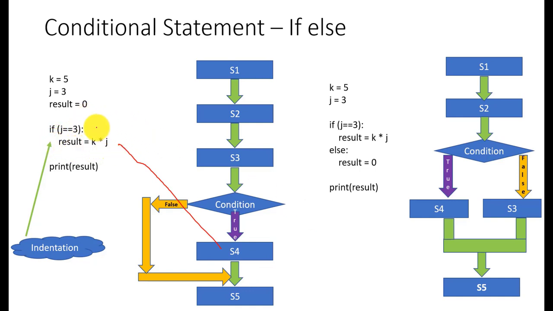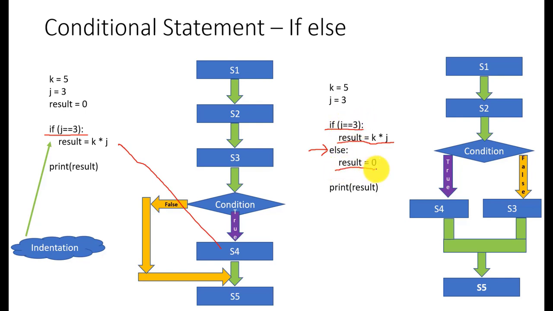Now let's add one more aspect to it. So far in the old program, we added only one deviation, one statement which executed only if this if condition is true. Now, what if this particular condition is not true? It is false. In that case, we need to add one more statement to our program flow using this statement, which is else. So if the condition is true, if j is equal to 3, then we execute result is equal to k into j.